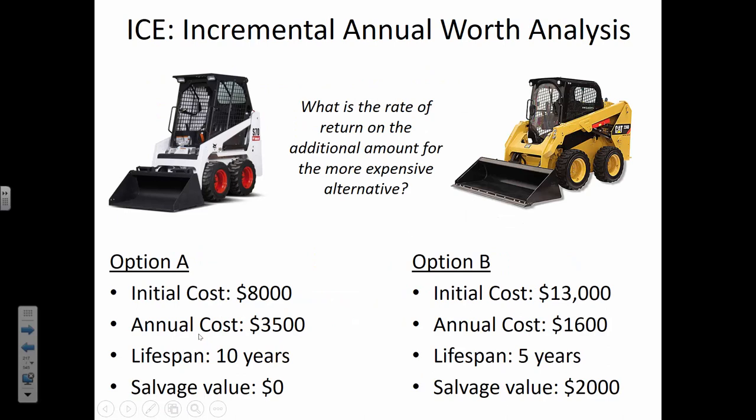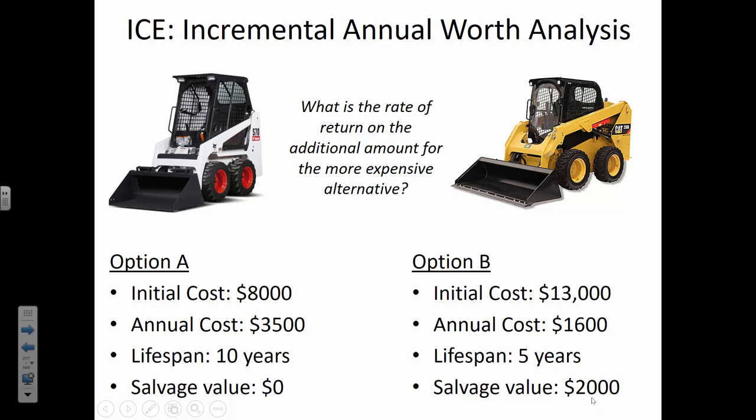So we're going to learn the method by comparing two pieces of equipment, a Bobcat and a Caterpillar. For each we know the initial cost. Remember that we express costs as a negative value. So in the spreadsheet today, you'll put negative 8,000 as the initial cost for option A, and negative 13,000 for the initial cost of option B. We know the annual cost, which is going to be the maintenance and fuel and upkeep expenses. And then the lifespan for each equipment.